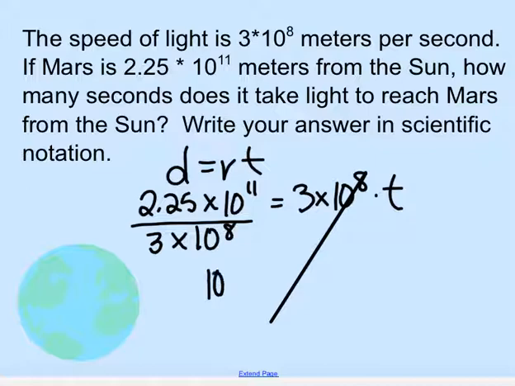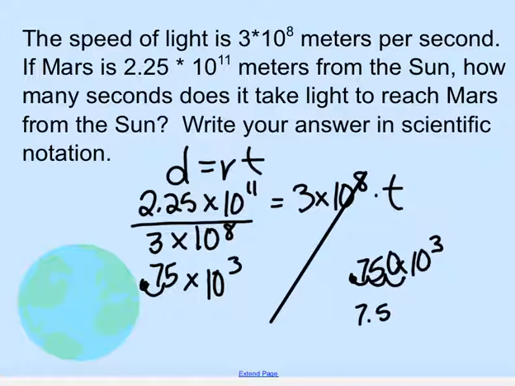So when we get my powers, I get to the third power, and 2.25 divided by 3 is going to get us 0.75, but that's not in scientific notation, so I move it back. So normally we would get 0.75 times 10 to the third. Okay, we move it 1, 2, 3. So we have 750. So really, if I have 7.5 needing to be 750, I really only need it times 10 to the second. So 7.5 times 10 to the second. So it takes 750 seconds to get from the sun to Mars.